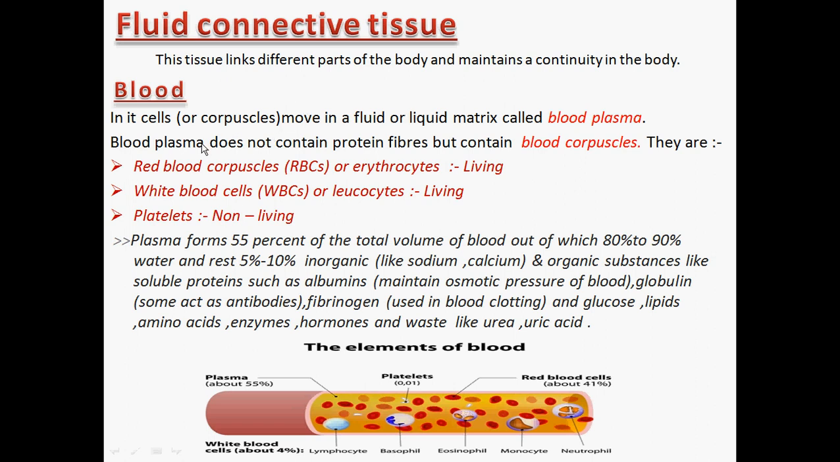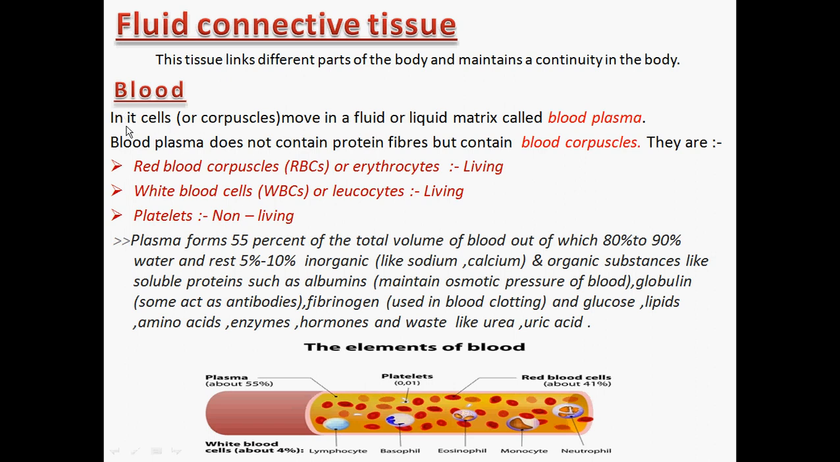Okay, so students, the blood plasma which is present in this blood, that is a fluid connective tissue, is a liquid matrix which has a composition of approximately 80% to 90% water, and the rest is 5 to 10% inorganic salts and substances, or organic substances like the albumins, fibrinogen, and some glucose, lipids, amino acids, enzymes, hormones, waste like urea and uric acid. So this is the composition of the matrix which forms the entire fluid characteristic of the blood.